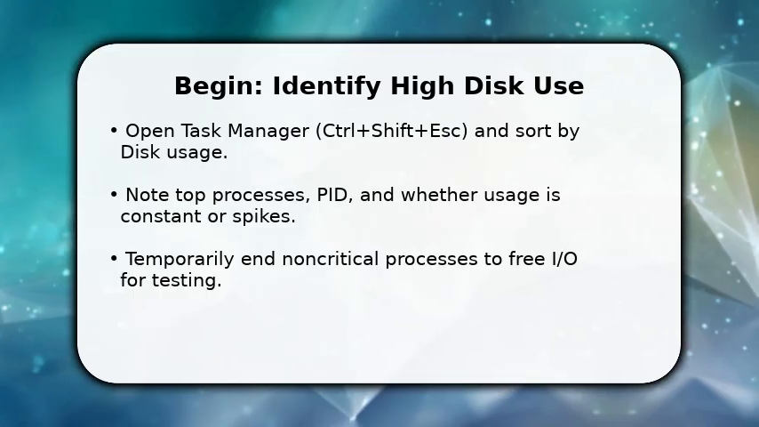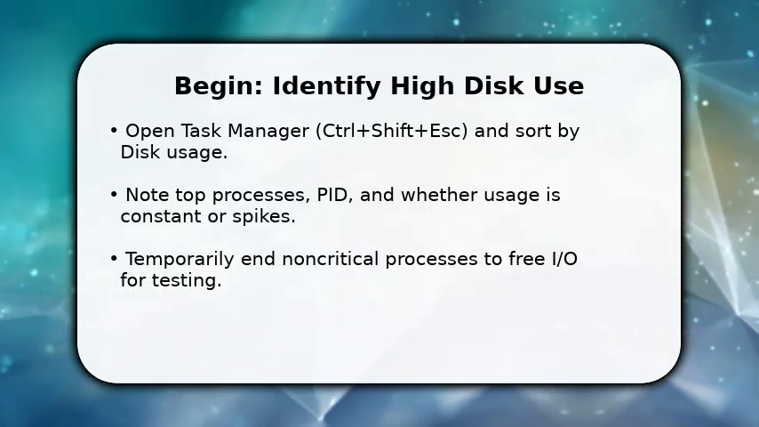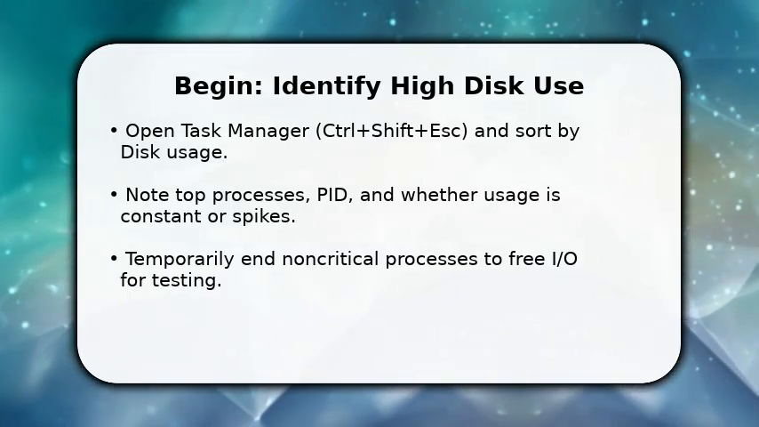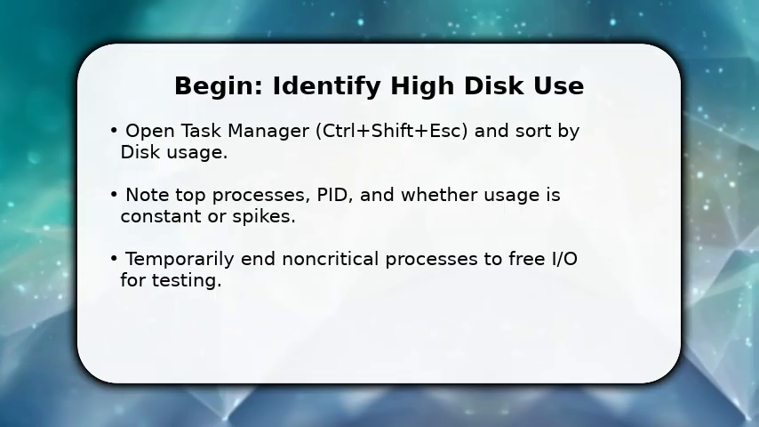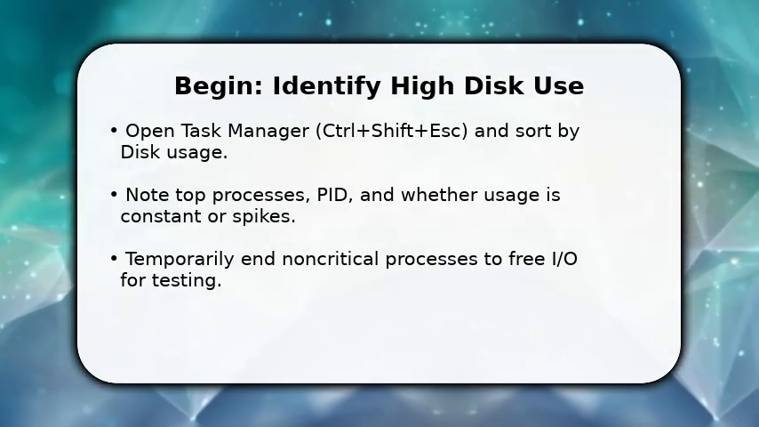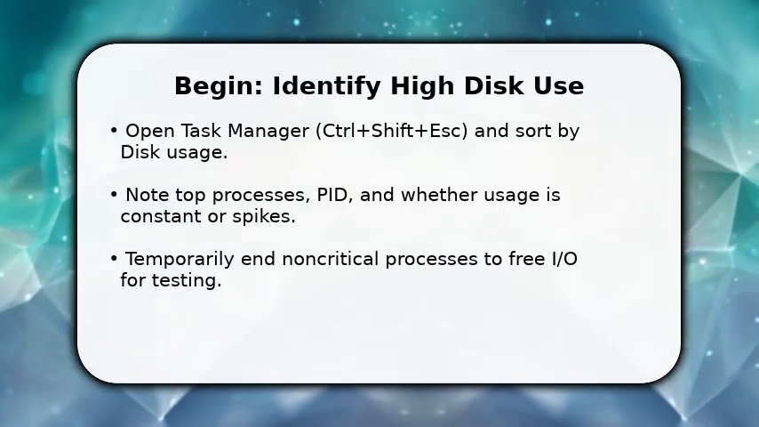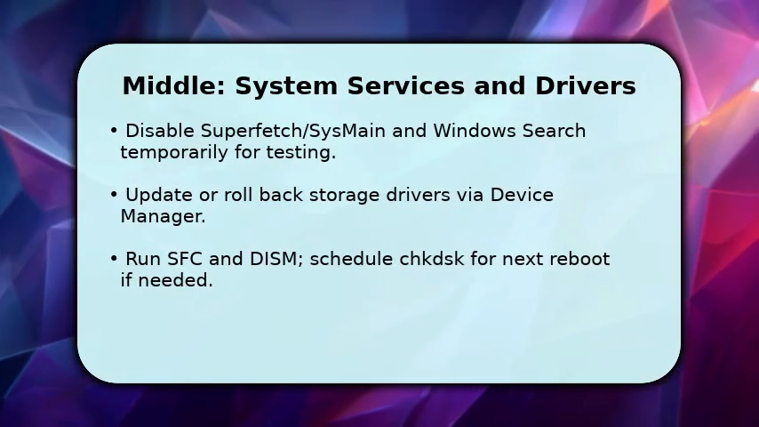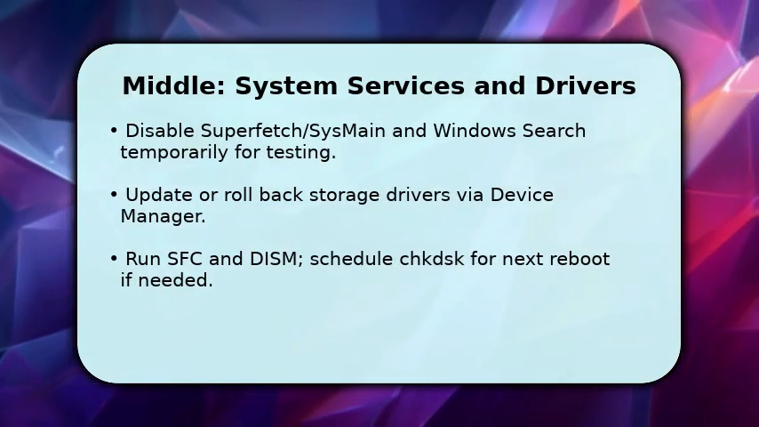Next, end a non-critical process briefly to confirm whether disk usage drops. If it does, you've isolated a culprit and can move to targeted fixes. While doing this, remember to save work and make a system restore point in case you need to roll back changes. Once you've isolated behavior, stop known high I/O services.